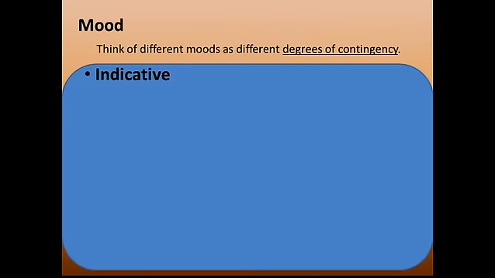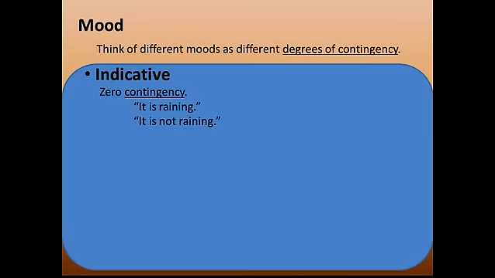The indicative mood is the mood we're going to be studying in the first course, and this is the simplest one. This is the one we use in most of our speaking. And in this mood, there is no contingency. There is zero contingency. I may say, it is raining. I'm not making that contingent upon anything. I'm not saying there's any condition. I'm not saying it might rain. I'm just stating as a fact, it is raining. That is the indicative mood.